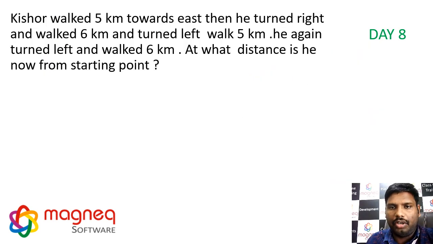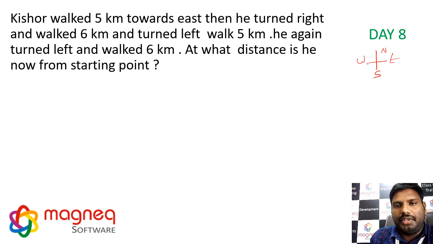Kishore walked 5 kilometers towards east. Then he turned right and walked 6 kilometers. And turned left to walk 5 kilometers. He again turned left and walked 6 kilometers. At what distance is he from the starting point? We have to find out the shortest distance. In this topic, distance means shortest distance.